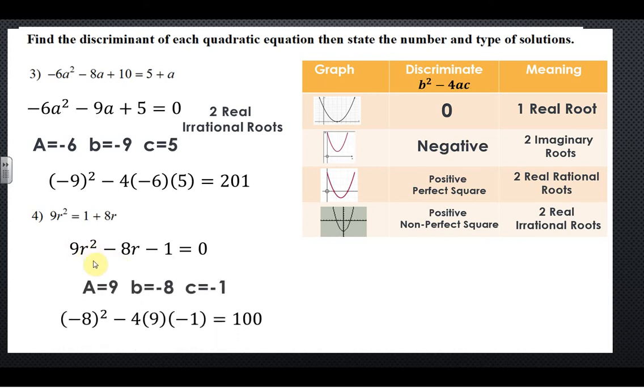Standard form, A, B, C. 100 is a perfect square. 2 real and rational roots.